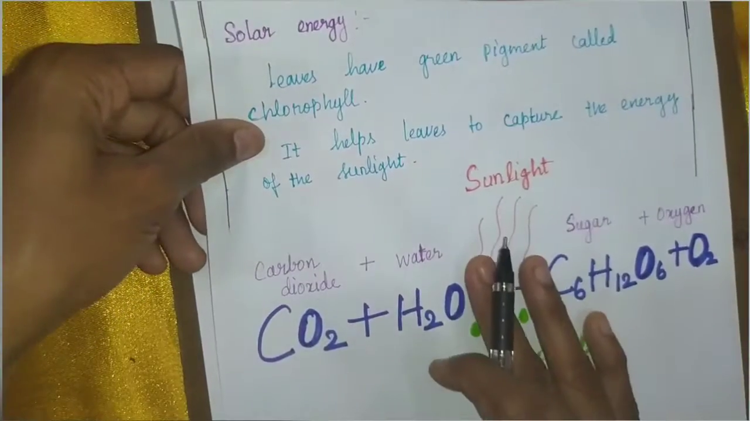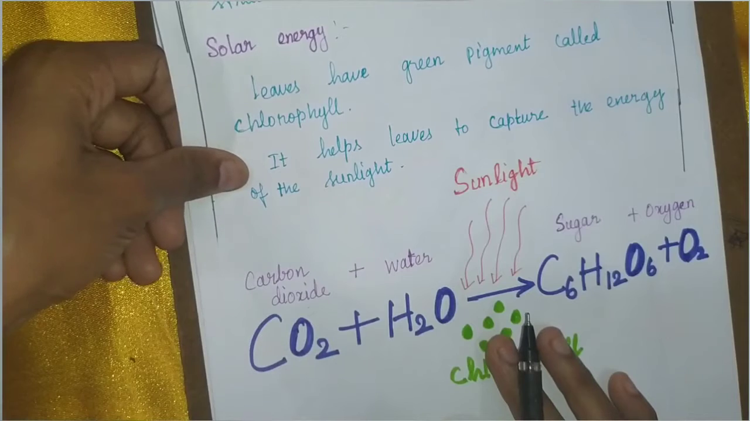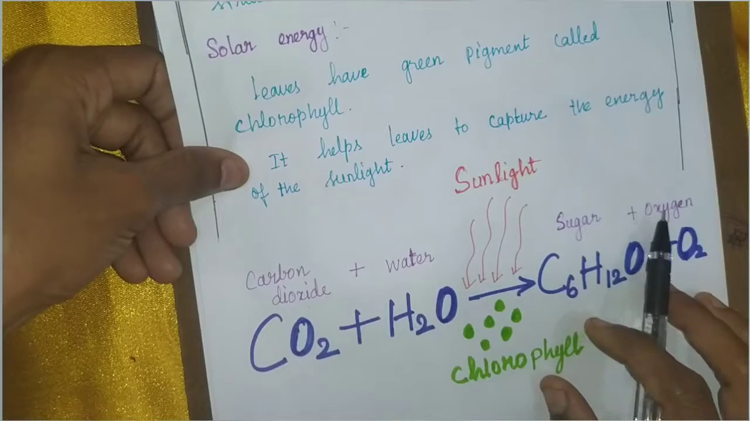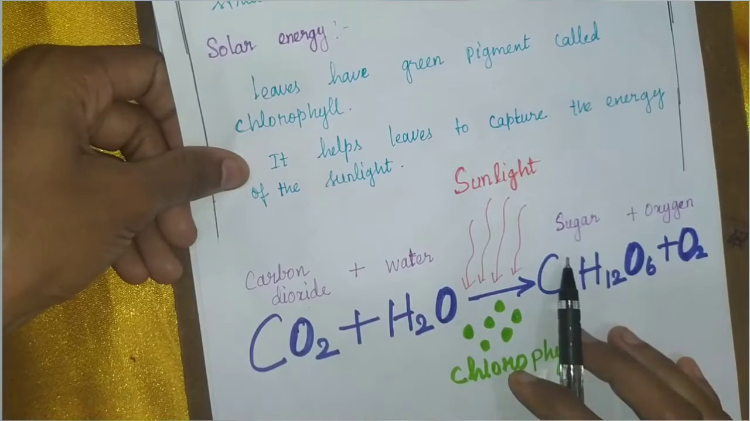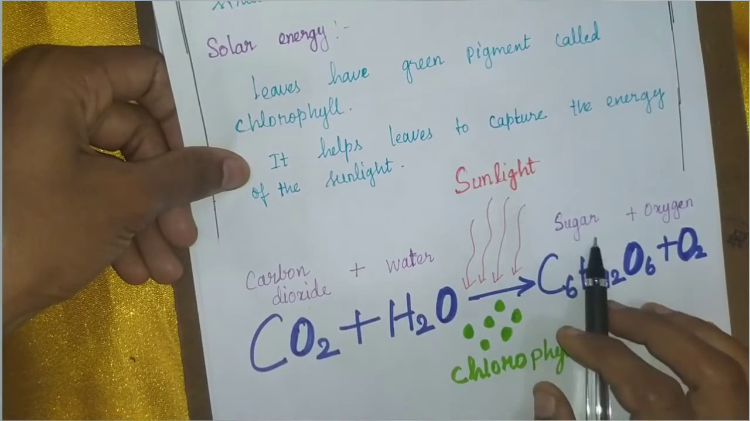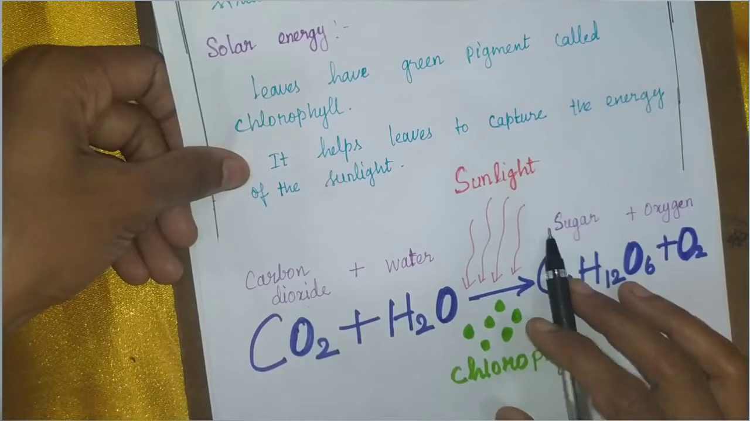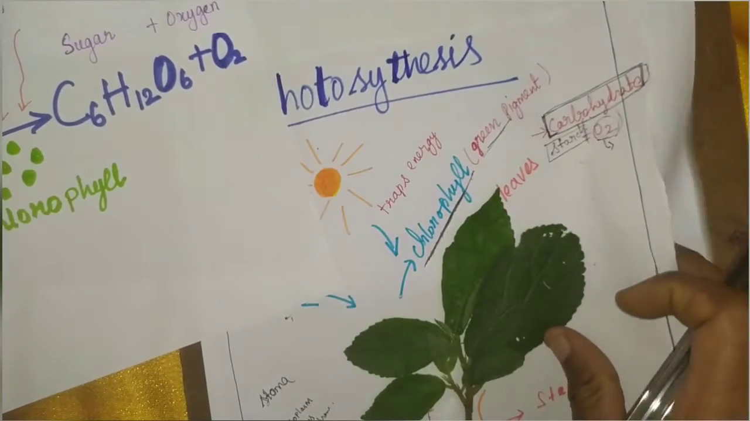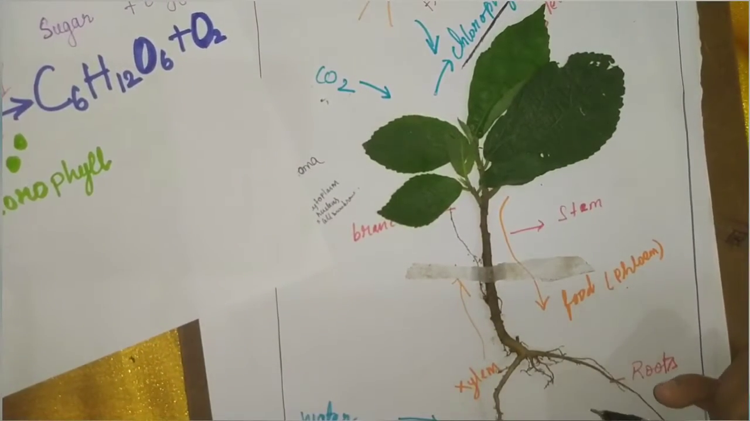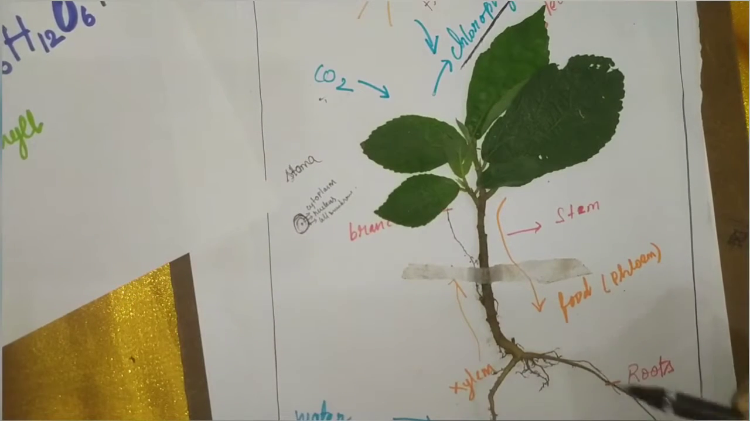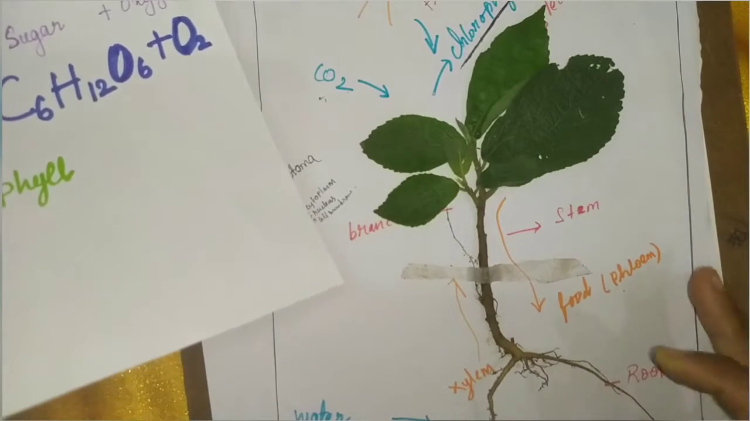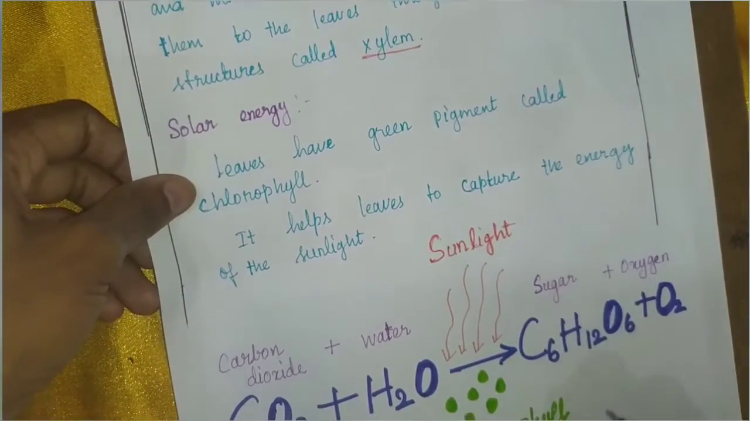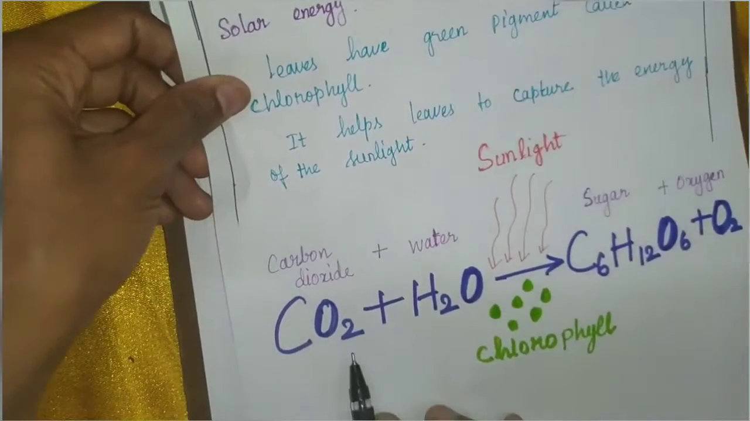This is the word equation and chemical equation of the photosynthesis process. Carbon dioxide and water give sugar and oxygen. These two are the end products of the photosynthesis process. Sugar in the form of carbohydrate is the food prepared by the plant, and after preparing the food, it is transported to the remaining parts of the plant and used as instant energy. When it is not used, it is stored as starch in the plant, and the starch is used whenever it is needed. So these two are the end products of the photosynthesis process.